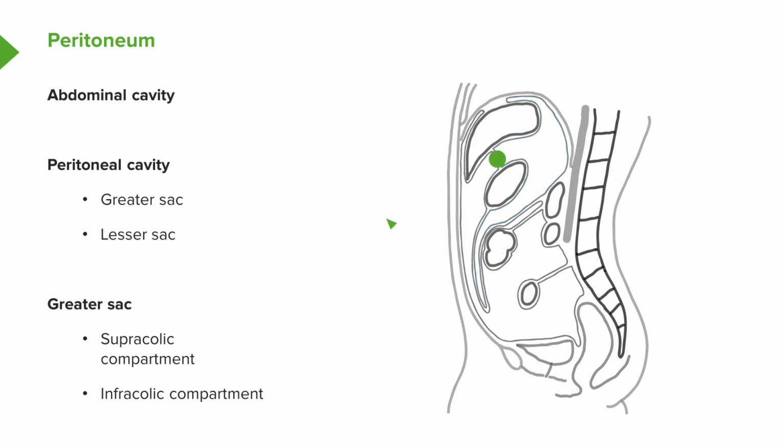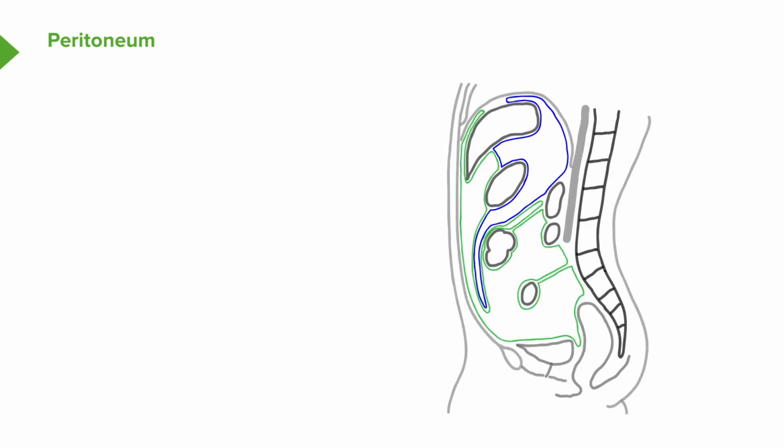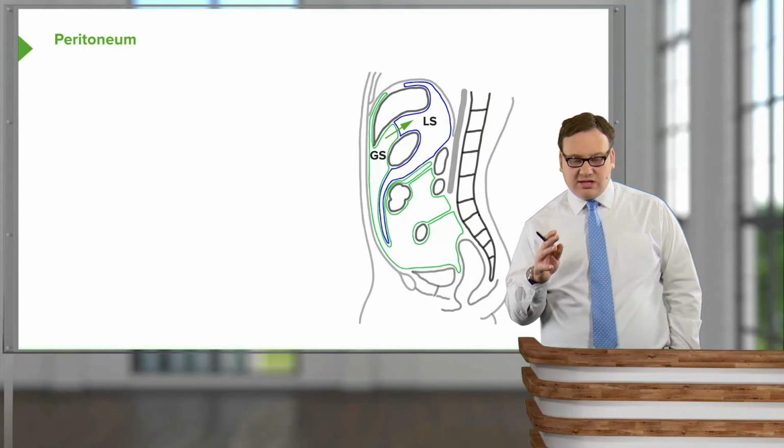This is the lesser omentum, which we can see here, between the liver and the stomach. In this slide, we can see the lesser omentum from the liver to the stomach. The greater sac can communicate with the lesser sac via the epiploic foramen, or the omental foramen. That's just a little aperture here that allows us to communicate from the greater sac to the lesser sac.